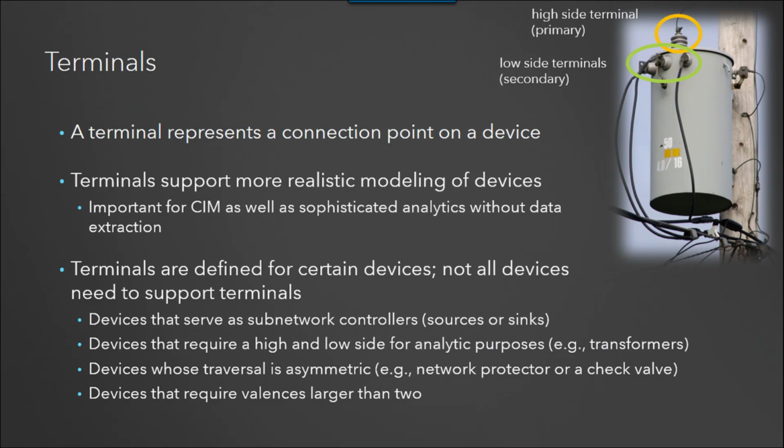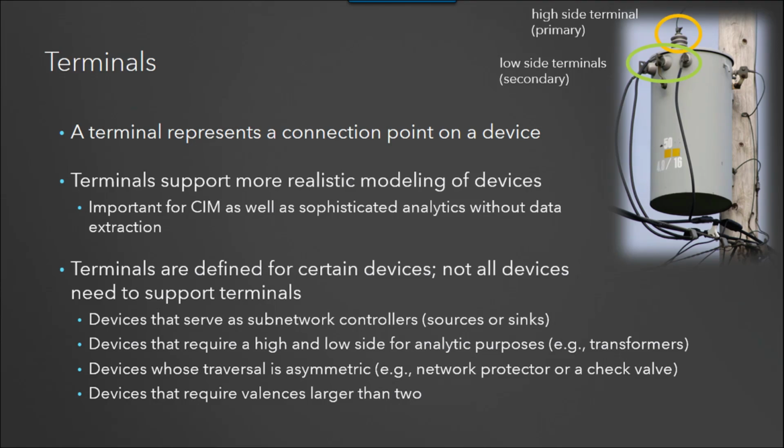Sometimes you have devices that want to have high and low sides explicitly represented for analytical purposes, such as transformers. Maybe you have devices whose traversal is asymmetric, such as a check valve in a water network where the flow can only be from one side to the other. Well, you need to be able to represent what's the high side, what's the low side, so the analytic operations do not push the water back through the wrong direction in a check valve, or a network protector if you have a mesh topology in your electric network.